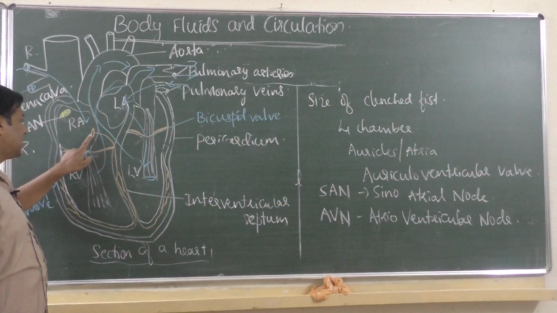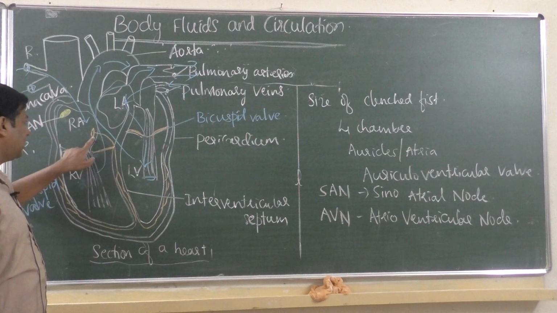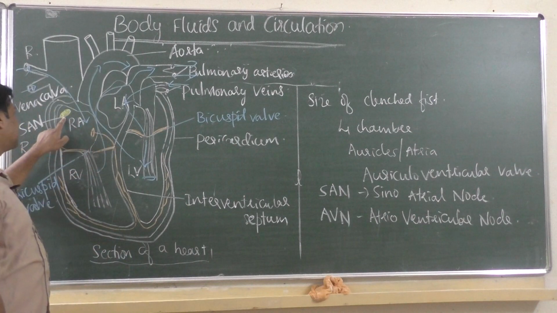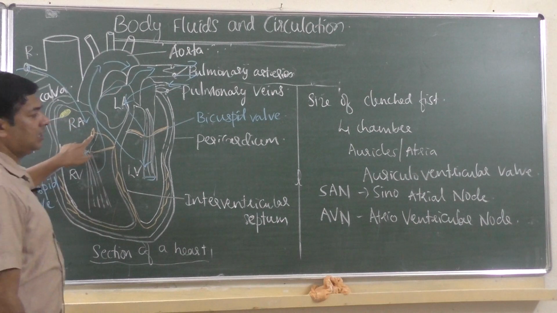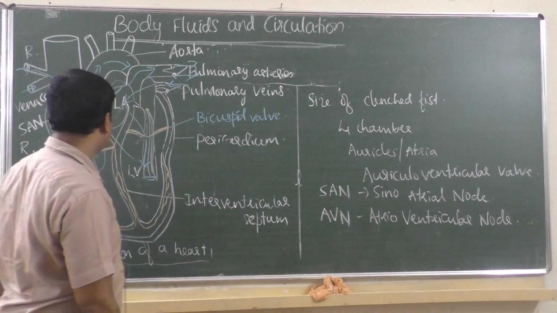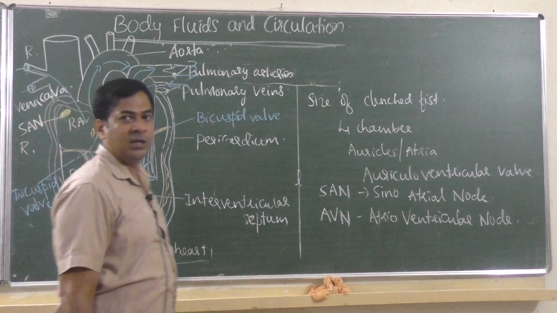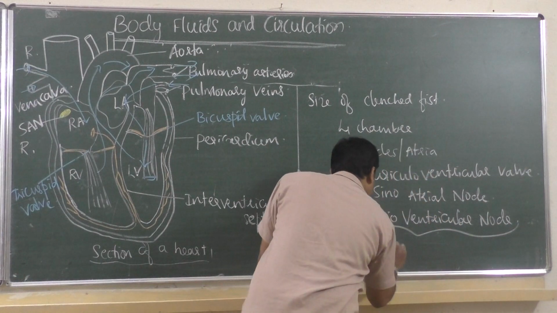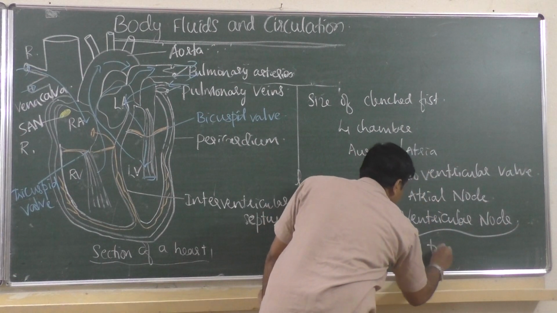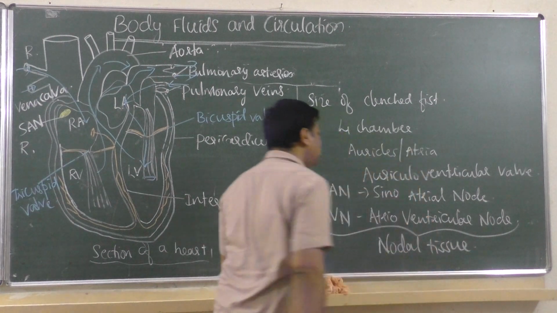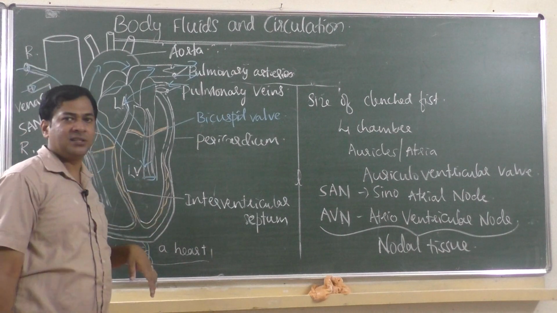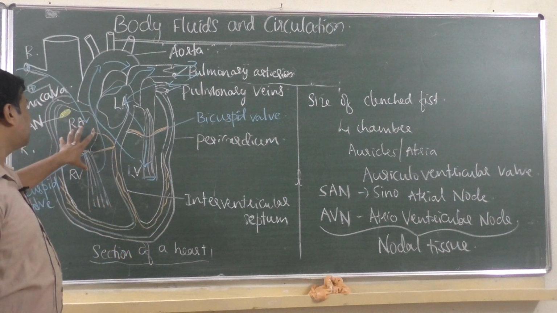This one I am talking about. It is present between auricle and ventricle, so exactly near the entrance of ventricle, so it is called atrioventricular node, one special structure. This is SAN, sinoatrial node, this is AVN, atrioventricular node. Together these two are called nodal tissue. Nodal tissue, these are the special group of cells, special tissue present on the right part of the heart.